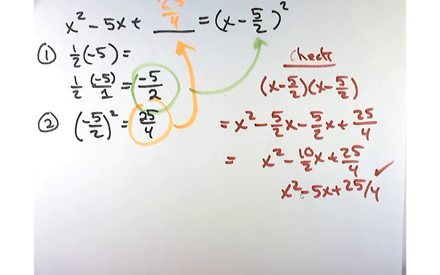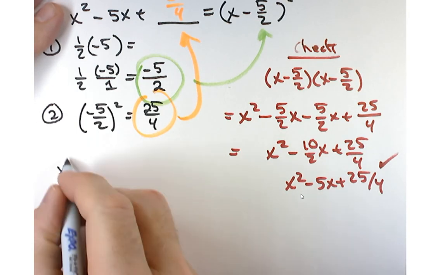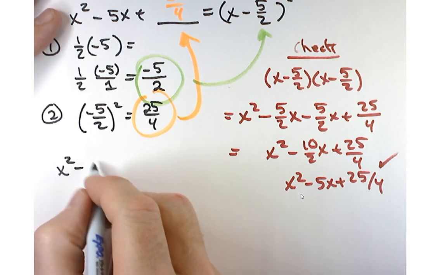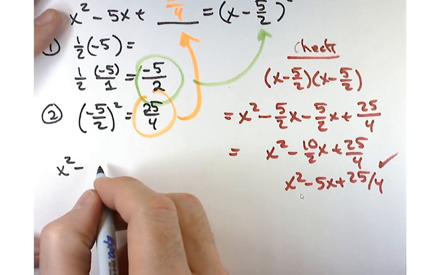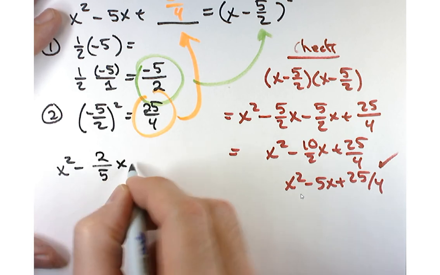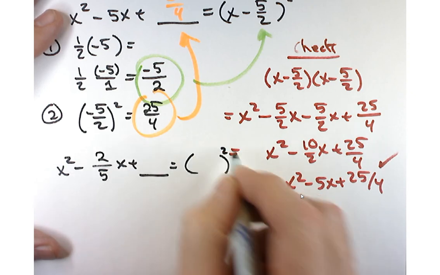Let's bump it up one more step. Comments on this one before I move on to the next one? Sterling, doing okay there? All right, thank you, sir. Let's try this one. x squared minus, you want a really hard one or a modestly hard one? Really hard one? All right, let's do 2/5 x plus something equals something squared.